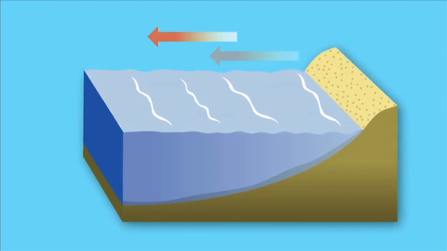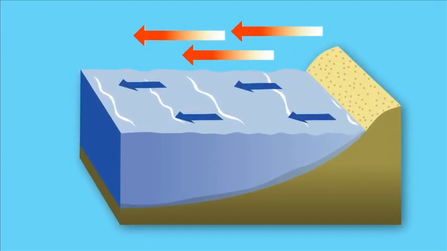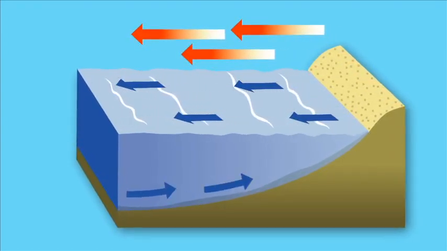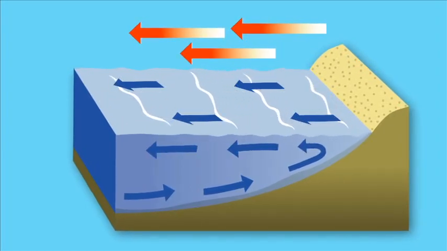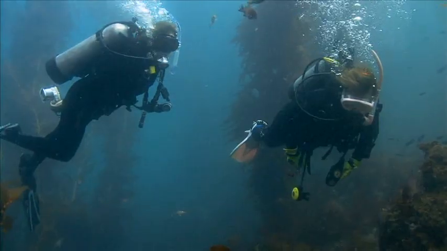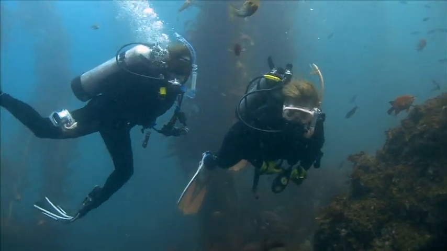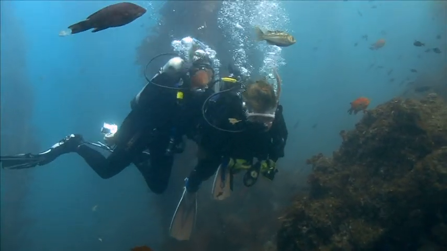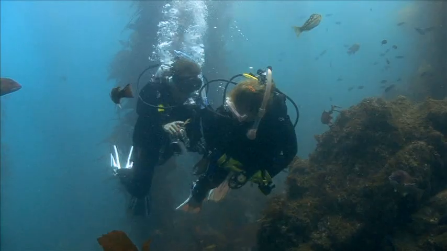A wind blowing from shore can push surface water out to sea. This causes an upwelling, which is deeper water rising to replace the surface water. Upwellings tend to make dive conditions clearer but cooler, so you may need more exposure protection.